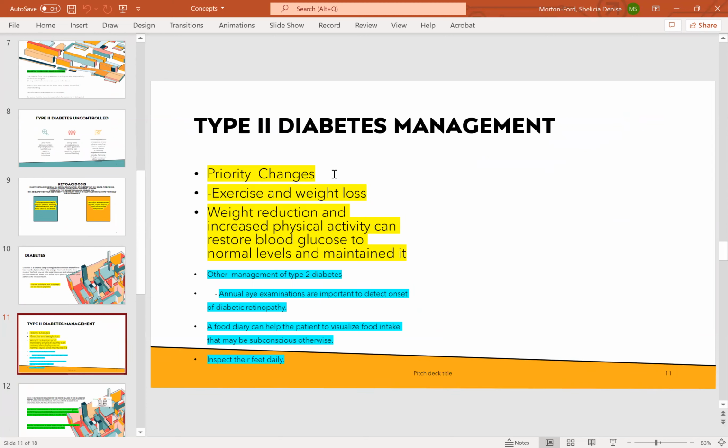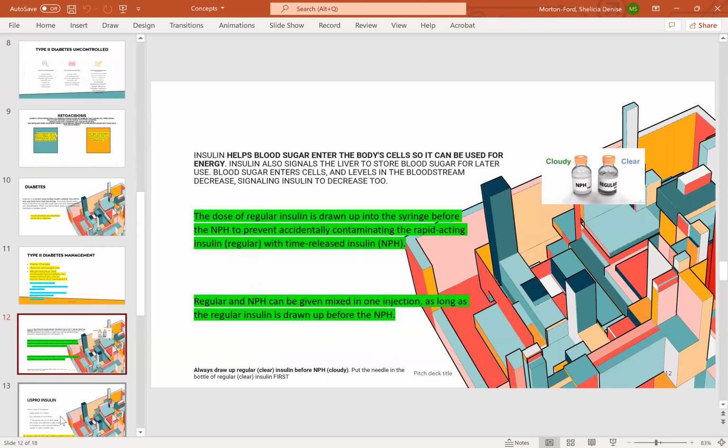So we need to prioritize some changes to help manage a person that has diabetes. They might want to do weight reduction. That would include maybe changing up some things that they're eating and also increasing physical activity. Those things can restore those blood glucose levels back to normal. They want to inspect their feet daily and do annual eye exams to detect whether or not there's some diabetic retinopathy going on. If the glucose is not under control, it can start to affect those blood vessels in the eye. So they will need to keep their annual eye exams.